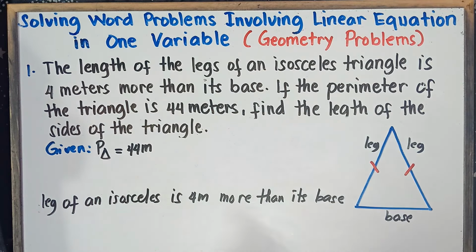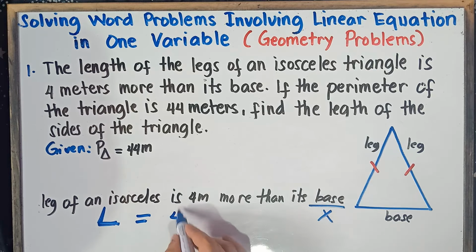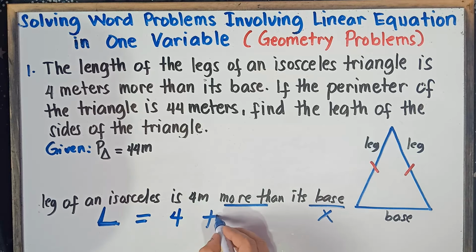We have the idea that the leg of an isosceles triangle is 4 meters more than its base, but we don't have any idea for the base. But we know that the leg, I will just write L for the leg, is equal to 4. Ignore the units first. 4 meters more than, of course, this is a plus sign, its base, I will just write x. So this will be L equals 4 plus x.